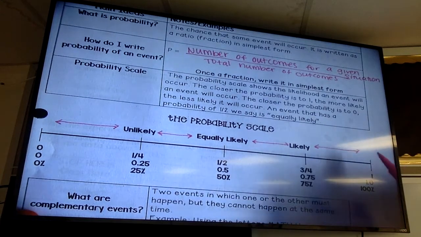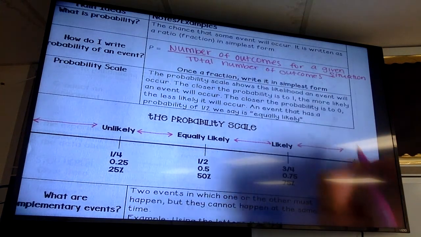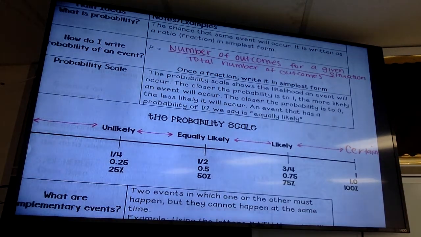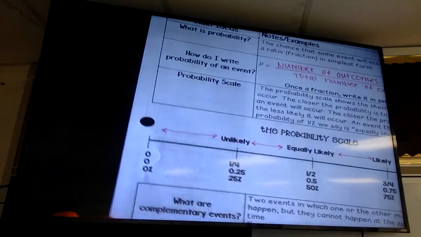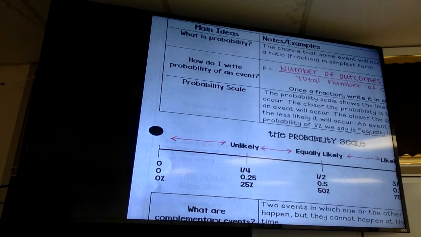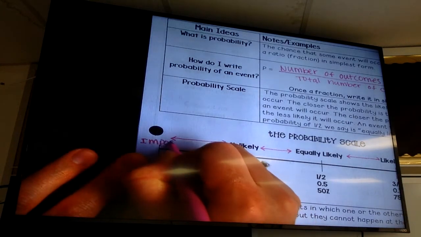And then we have two words that are left off, so we're going to add them. If something for sure will happen, like if I flip a coin, I'm for sure going to land on heads or tails. We call that certain. It will certainly happen. And then on the other side, if it has a probability of 0, for instance, if I roll a dice, what's the probability I'm going to land on a 10? Well, there's no 10 on a die, so I would say this is impossible.